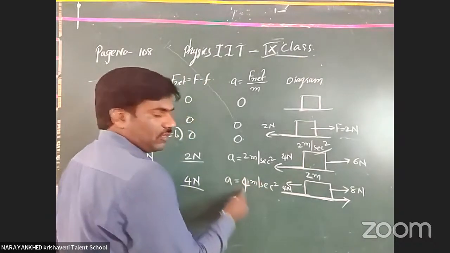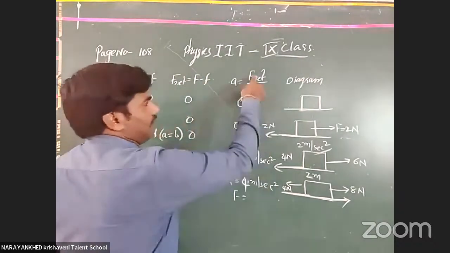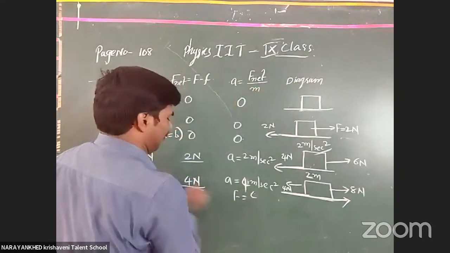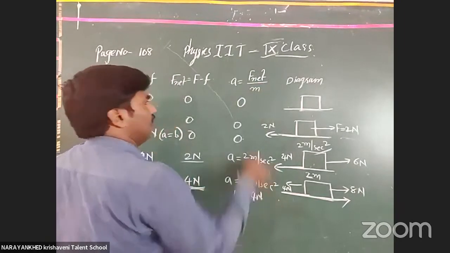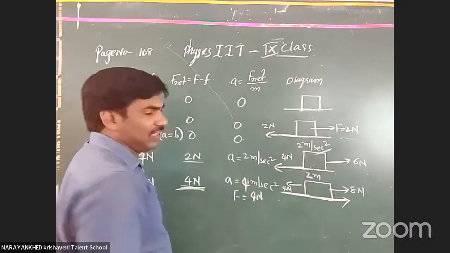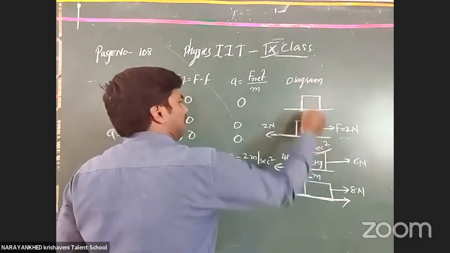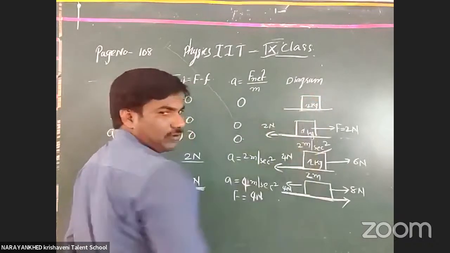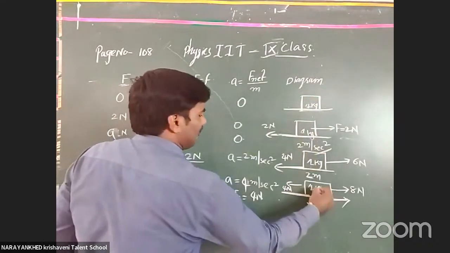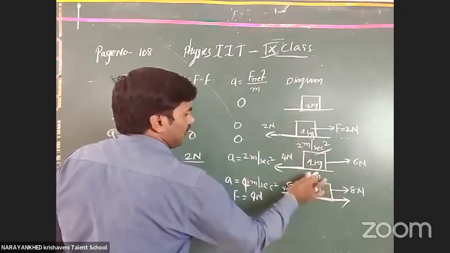Why? Because a is equal to how much? Yes, F net by m. What is the force here? 4 newtons. What is the mass here? They have given 1 kg. Are all the masses 1 kg only? That is what they gave in the problem. Okay, clear or not? Above that they have given it is 1 kg only. Now in the textbook it is given wrong.